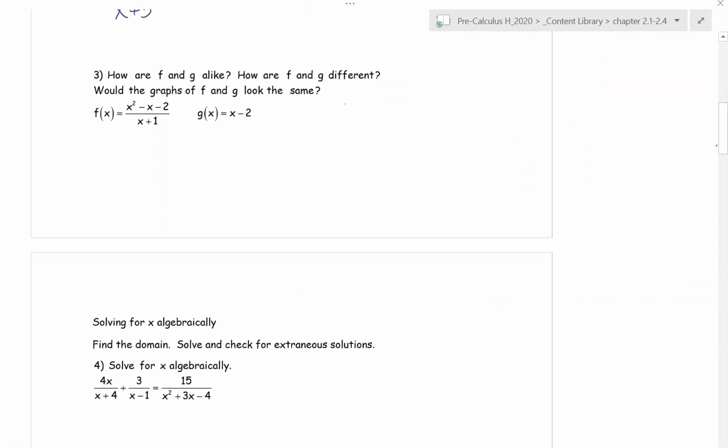How are f and g alike? How are f and g different? Would the graphs of f and g look the same? Why don't you go ahead and factor the numerator for f of x and try and sketch a graph for each. Go ahead and pause the video, please.